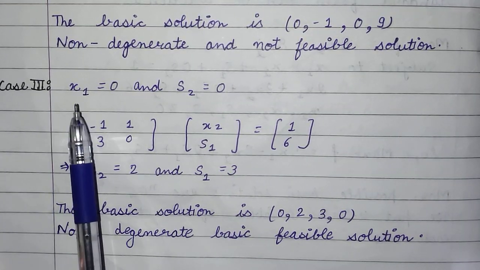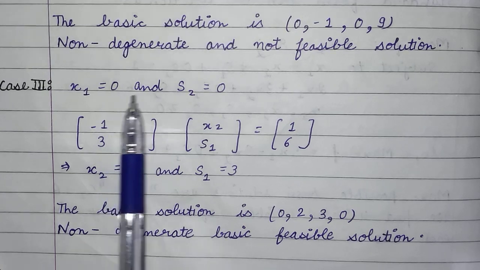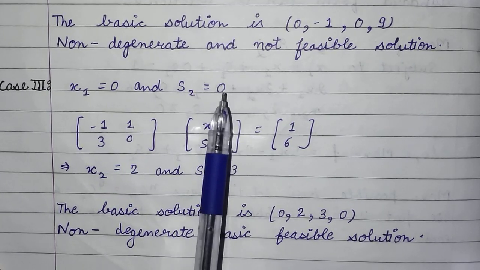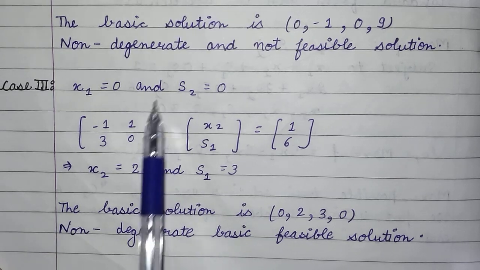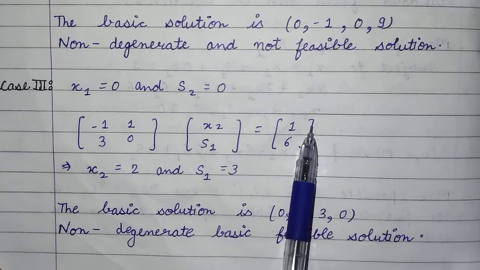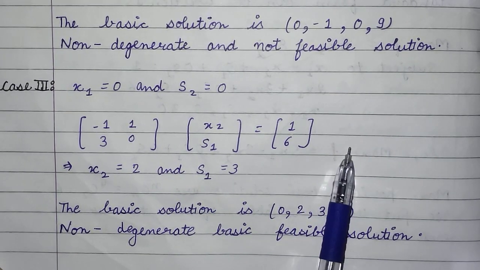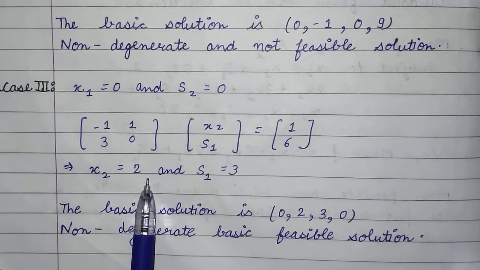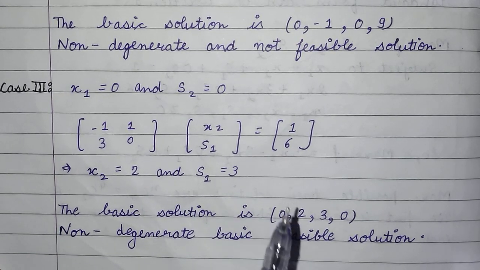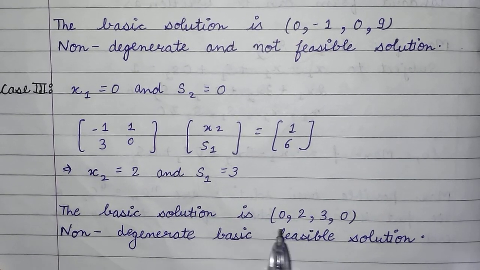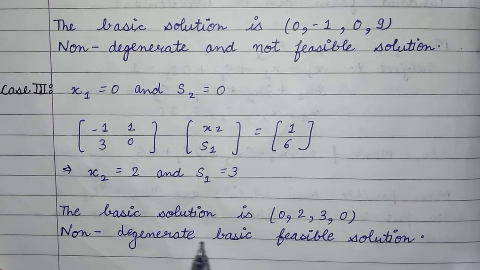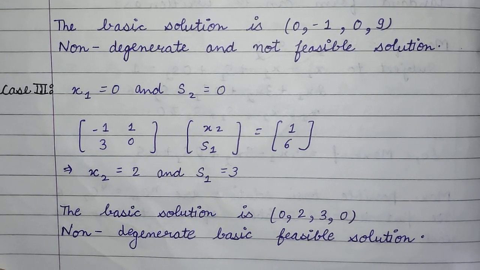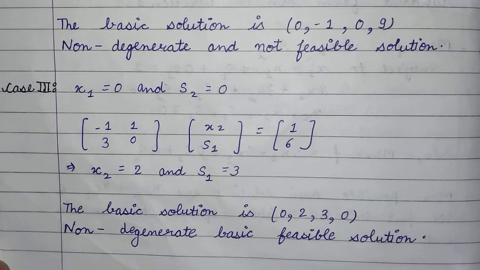In case 3, we take x1 equals 0 and s2 equals 0. For this case, our matrix is [-1 3; 1 0], and our variables are x2 and s1, with right-hand side 1 and 6. If we solve this matrix, we get x2 equals 2 and s1 equals 3. So for this case, our basic solution is (0, 2, 3, 0). Again, this solution is a non-degenerate basic feasible solution, because our basic variables are greater than 0.